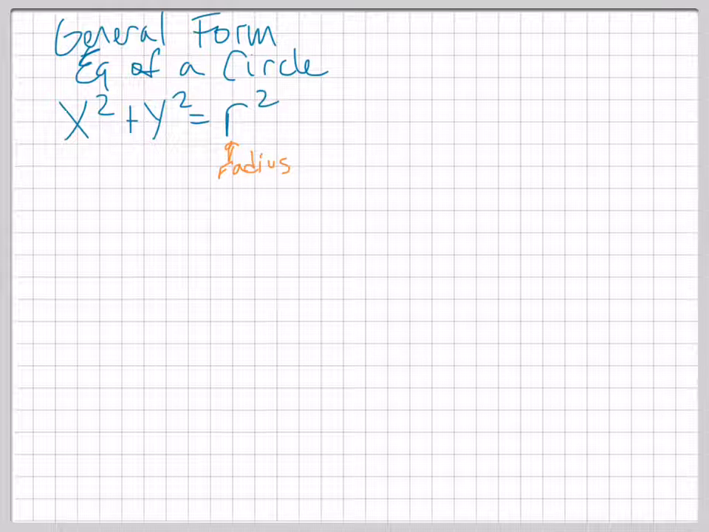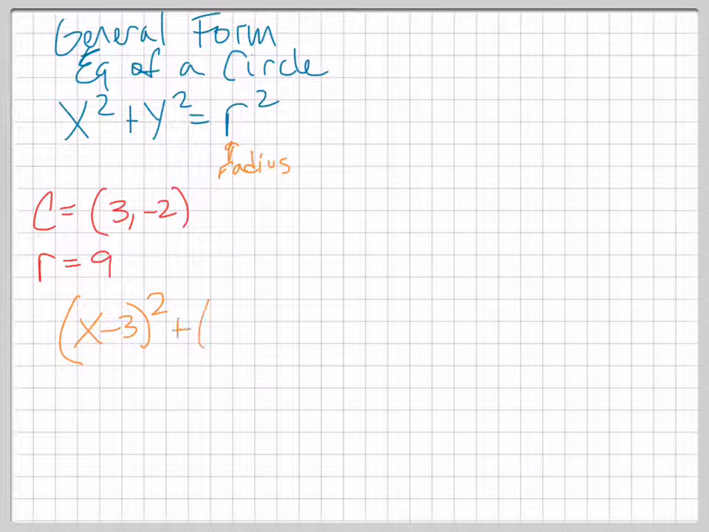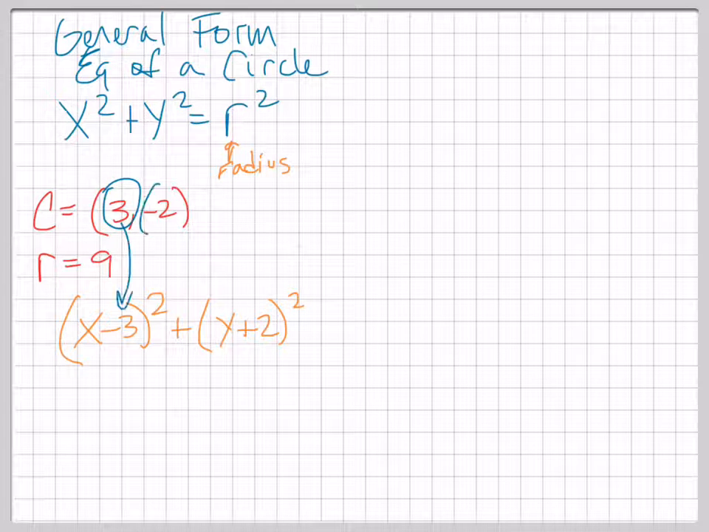Okay, so if I were to give you, for example, let's say the center of the circle was at 3 comma negative 2, and the radius equaled 9. All right. So what I would do is come look over here. So 3 comma negative 2, I would write this in general form. I'd write x minus 3 squared plus y plus 2 squared. Notice how I replaced the values of the center of the circle that go here and here.